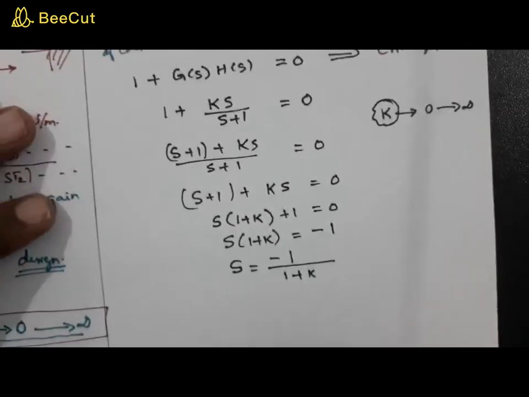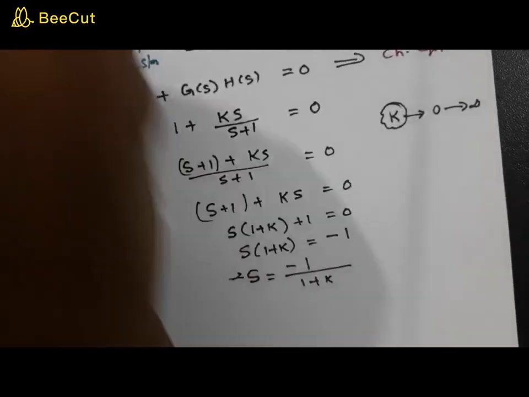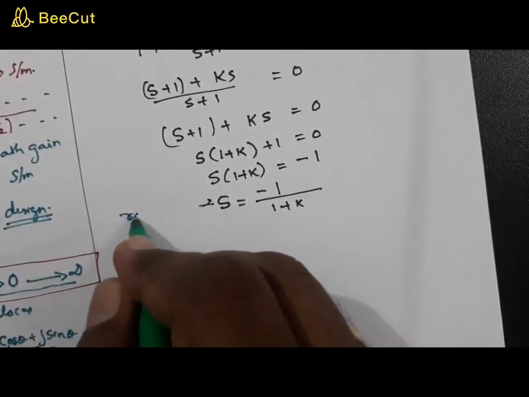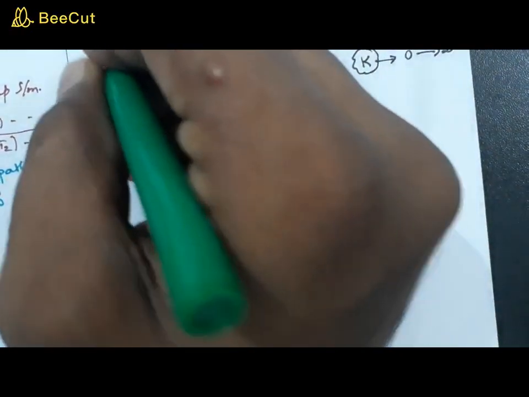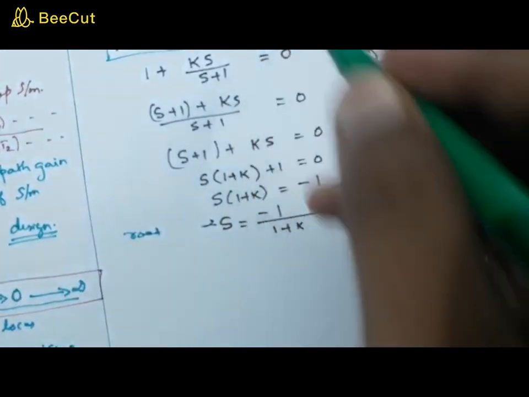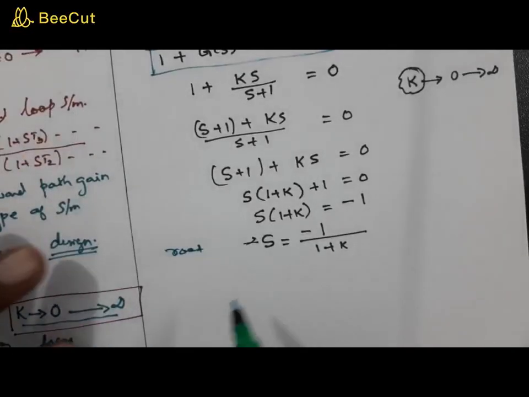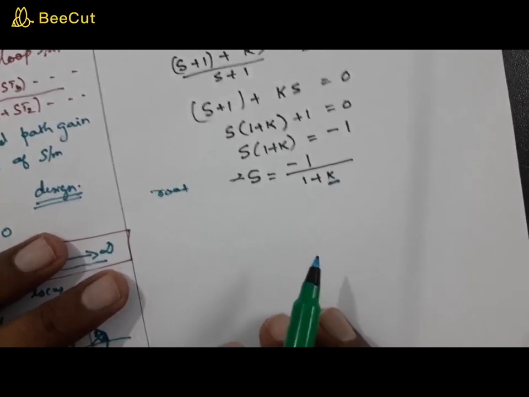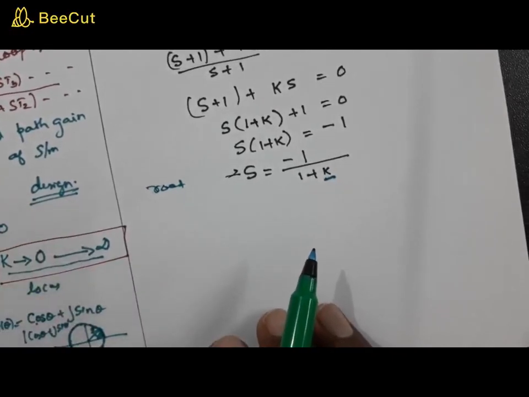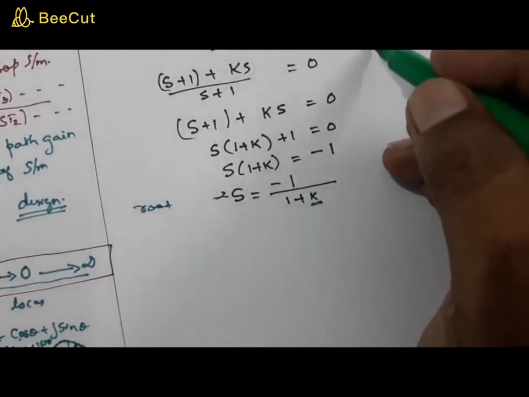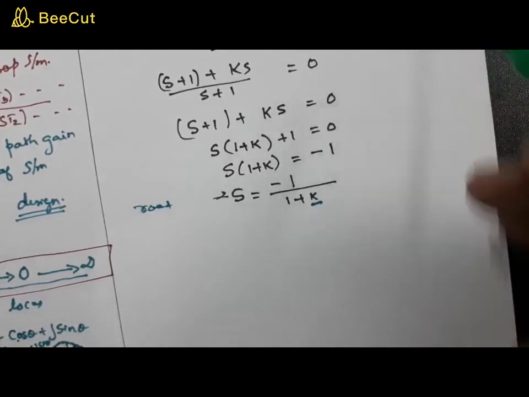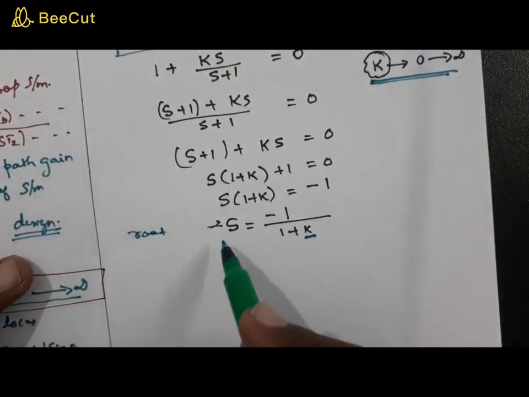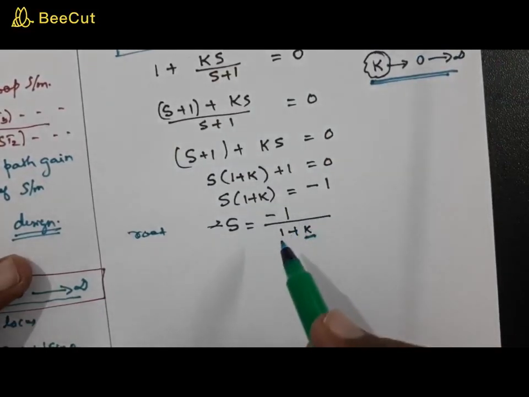Now this root, what is it actually? It is a root of this characteristic equation, right? Now we want to know how this root varies according to the value of k. I have already told you that this k can be varied, so this root location is going to be a function of k.